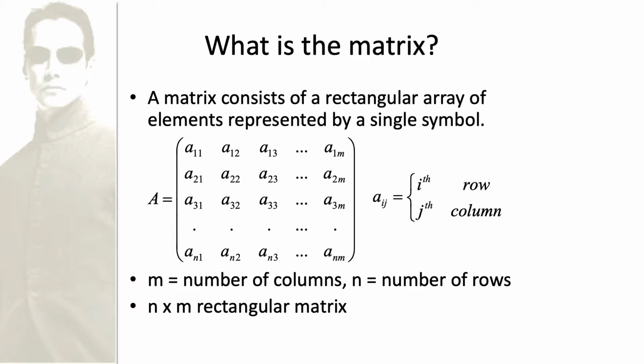A matrix is a rectangular array of elements represented by a single variable. Each element of a matrix is an element of a row and a column. In this slide, the matrix elements are arranged with two subscripts. The first subscript corresponds to the row where it is found, while the second subscript corresponds to the column where it is found. If a matrix has n rows and m columns, it is called an n by m matrix.